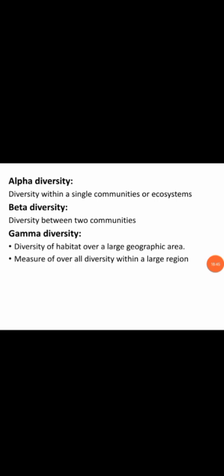Alpha diversity means diversity within a single community or ecosystem. Beta diversity is diversity between two communities. Gamma diversity is diversity of habitat over a large geographic area. That is, it measures overall diversity within a large region.